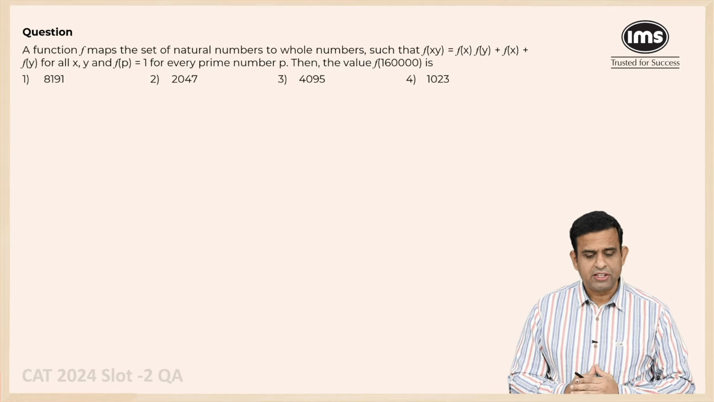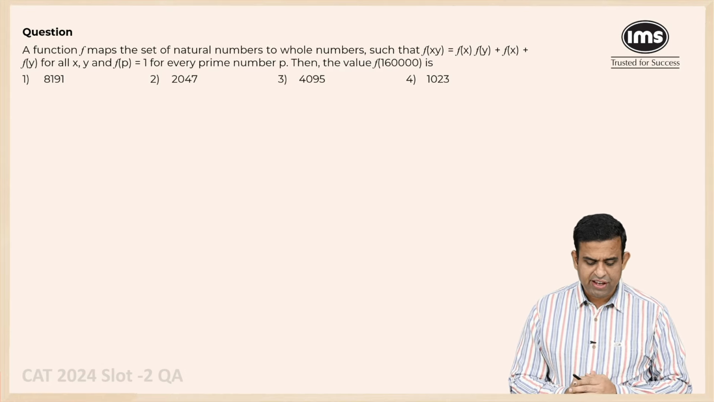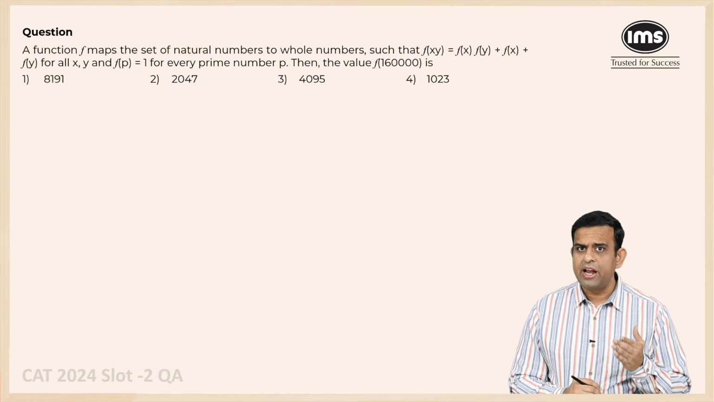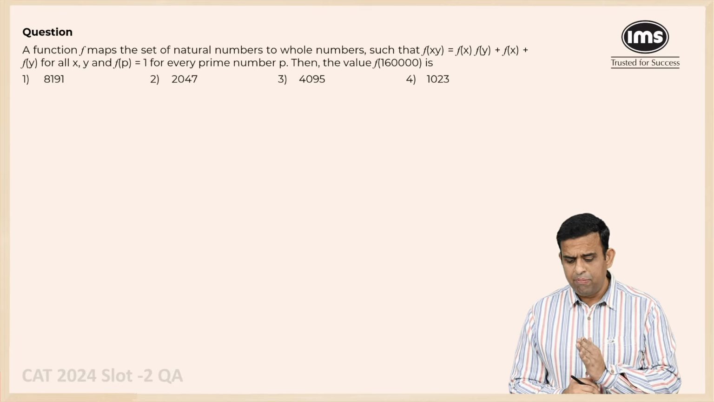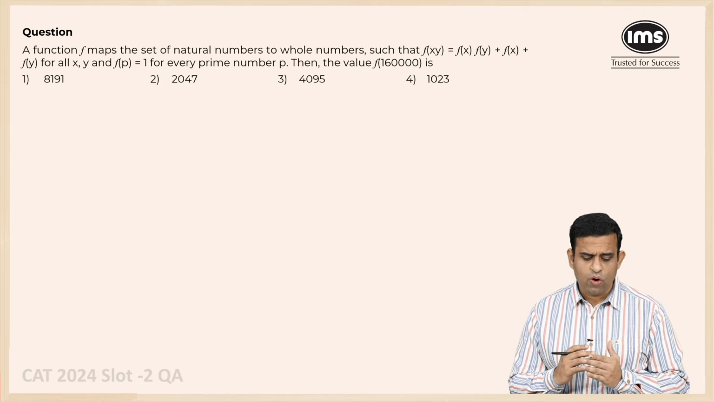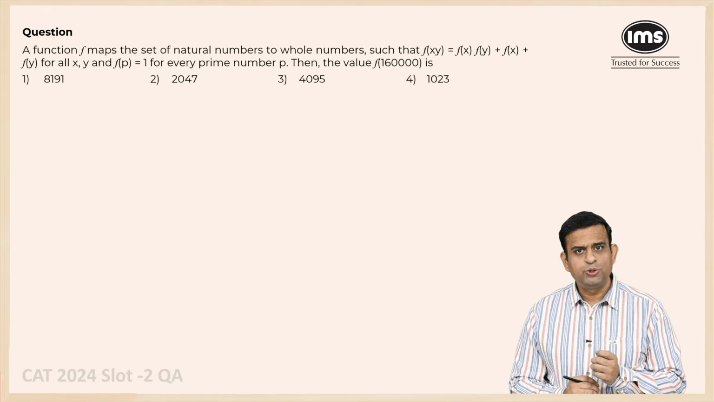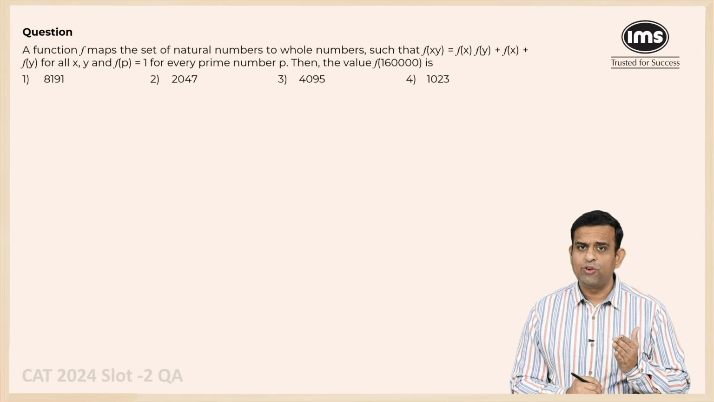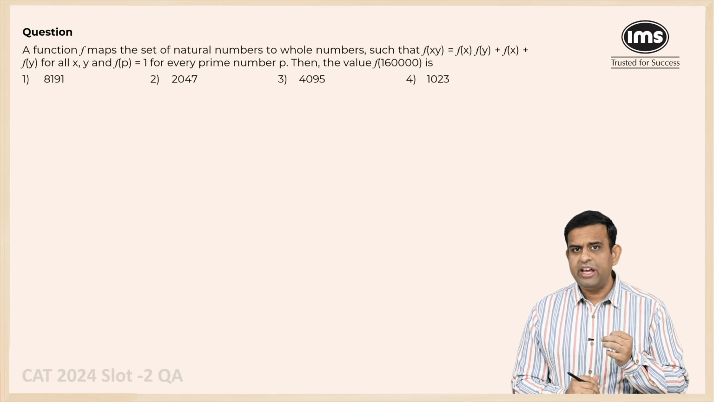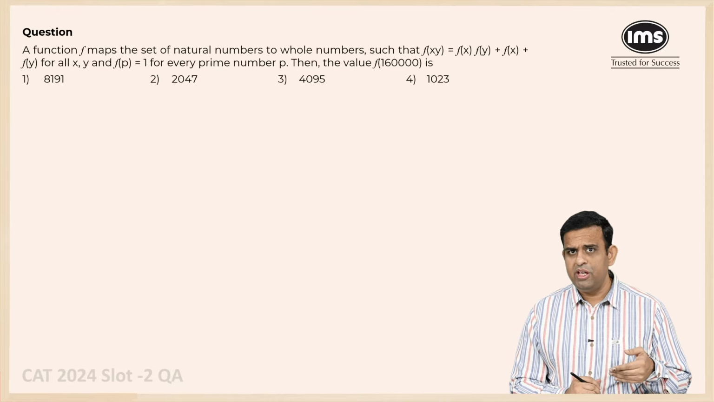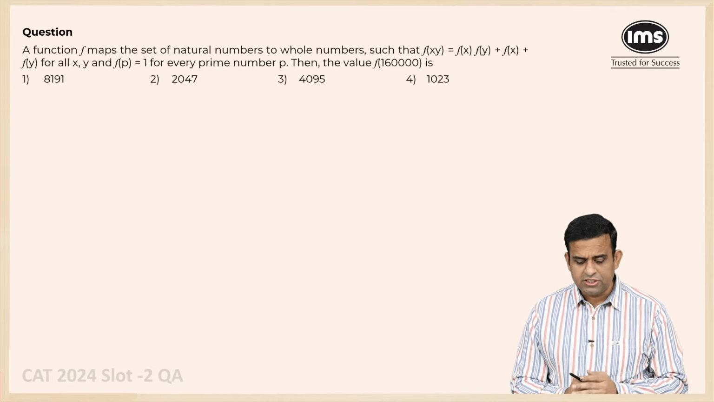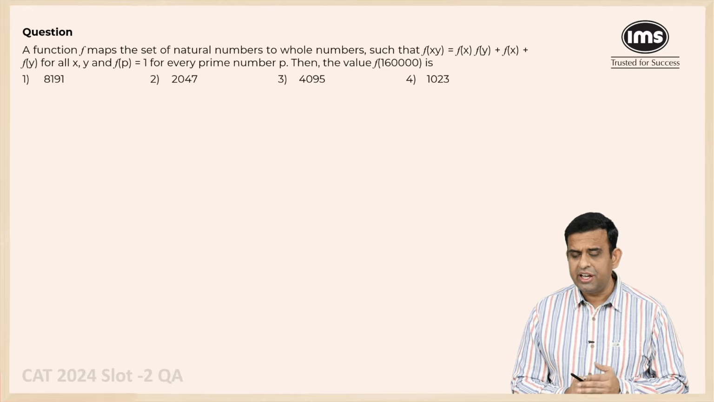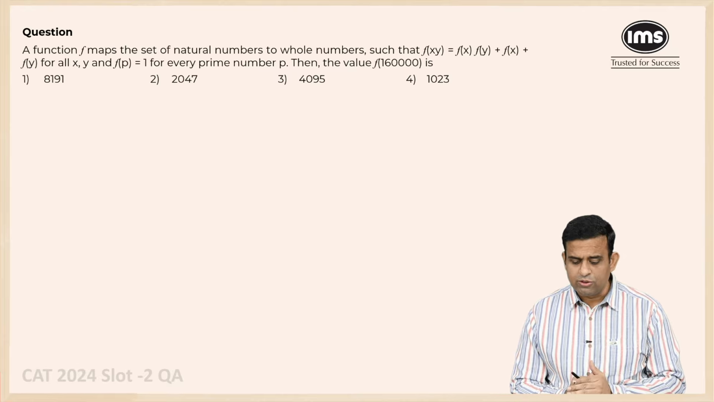The next sum is very interesting, which goes like this. A function f maps the set of natural numbers to whole numbers such that f of x into y is equal to f of x into f of y plus f of x plus f of y for all x and y. And they also told you one very important thing, that f of p is equal to 1 for every prime number, where p can be 2, 3, 5, 7 and so on. The task is to find the value of f of 1,60,000.